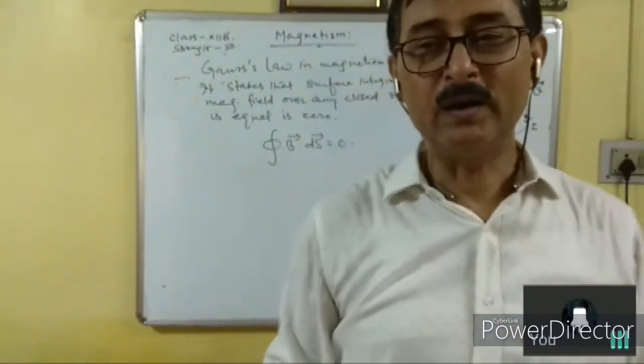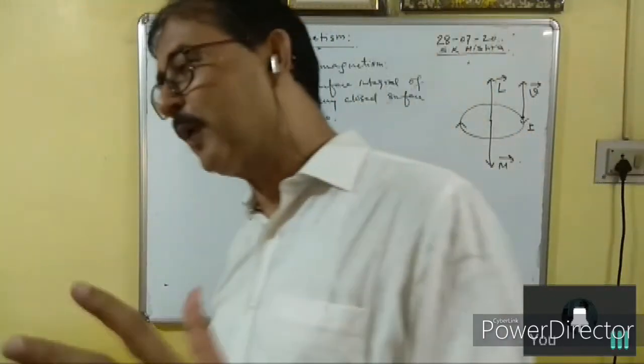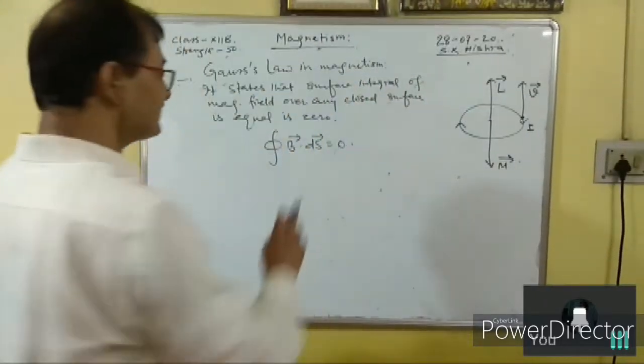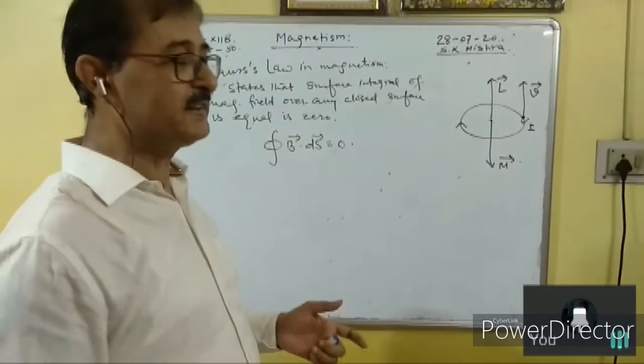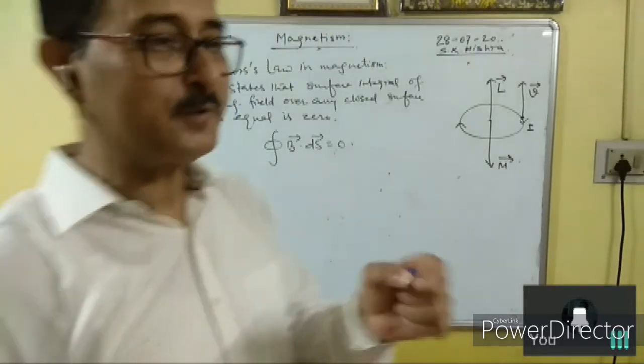Minus EL by 2M. So this is true. Whether it is revolving in clockwise or anti-clockwise direction, in both cases the formula holds good. That M is equal to minus EL by 2M.